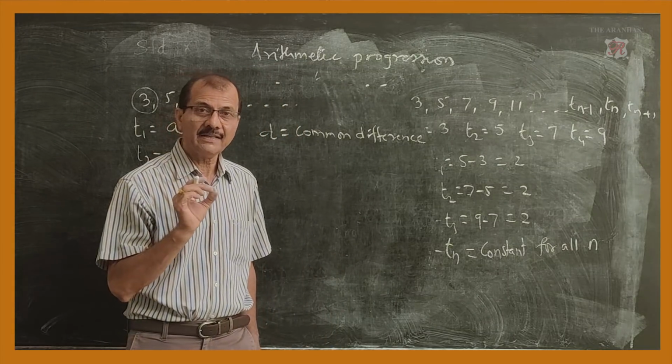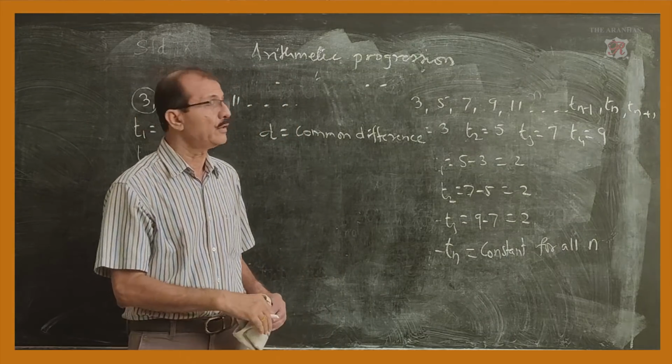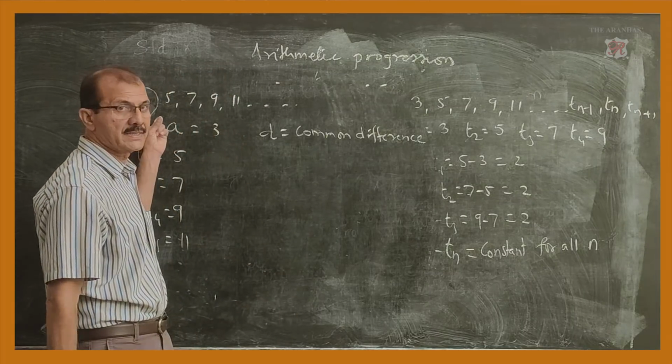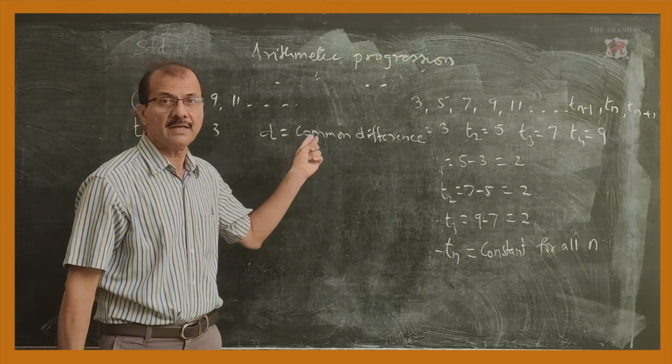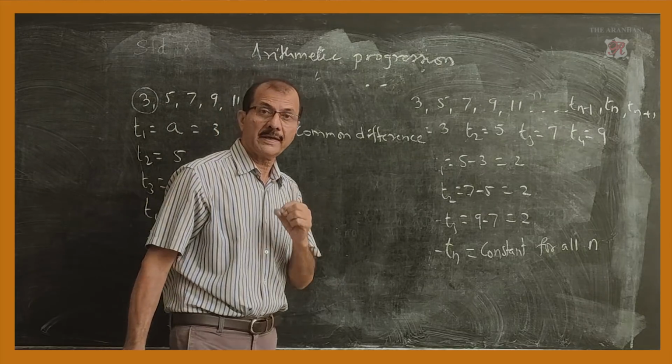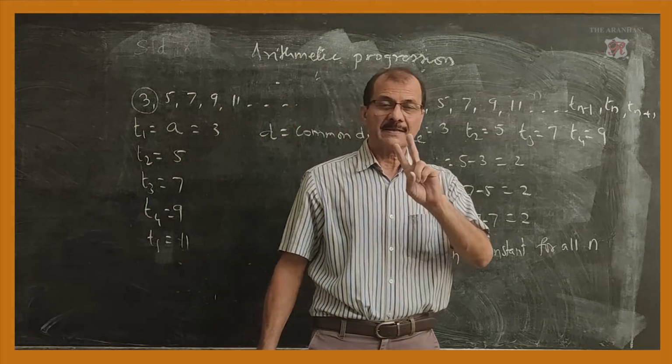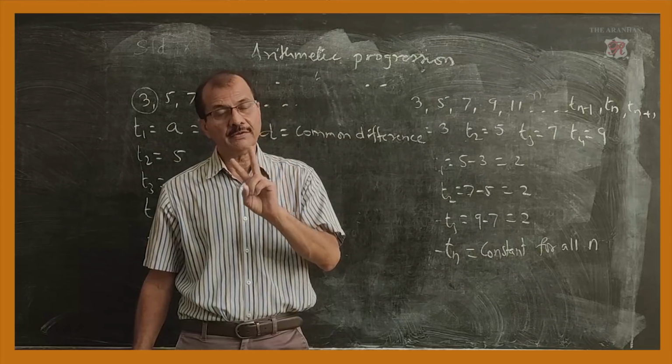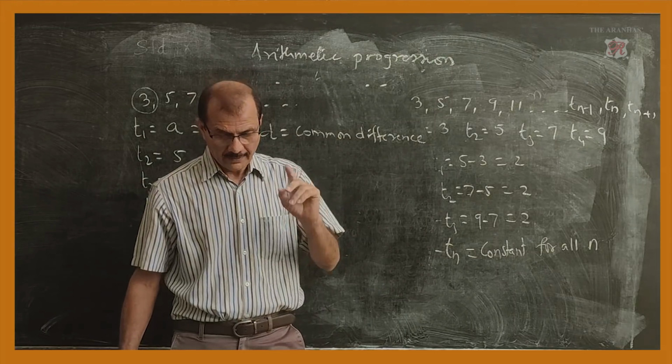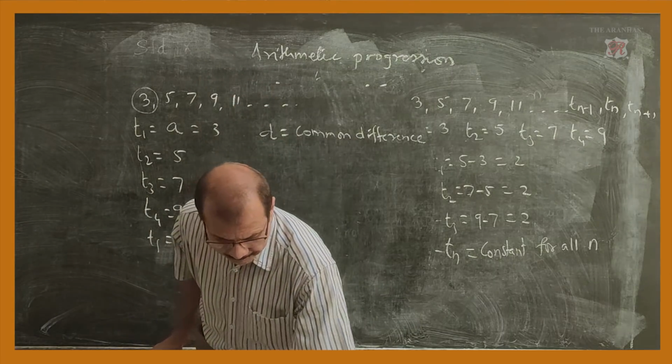What is my A here? My A is the first term of the sequence. And what is my D? D is the common difference. How do we get that common difference D? By subtracting any two consecutive terms. Right? Now we'll see some examples.